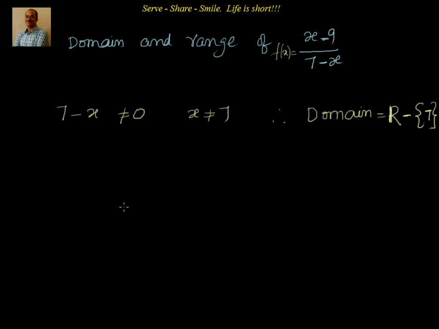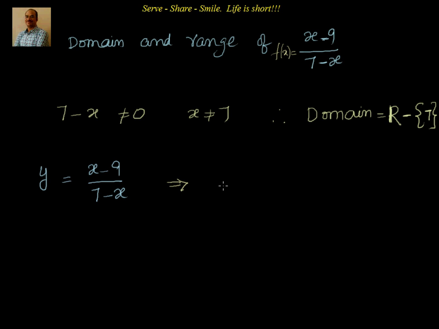Now let's go to range. How to find out the range of this particular function? For that, like what we have done in earlier sessions, we will take y equal to (x minus 9) by (7 minus x). Now from this function we will try to go to its inverse function and try to find out the domain of that. That's nothing but the range of the original function.